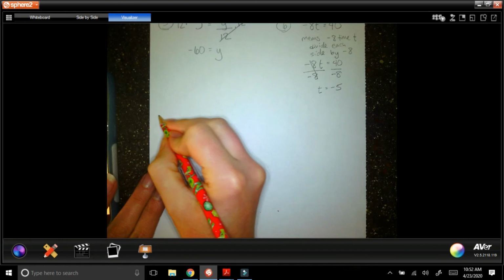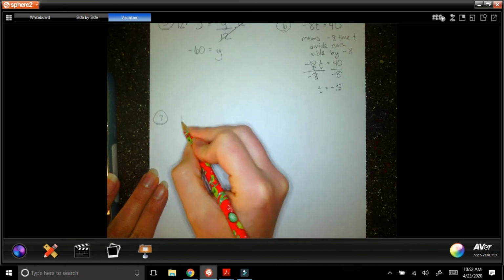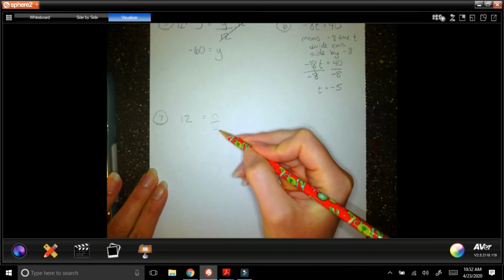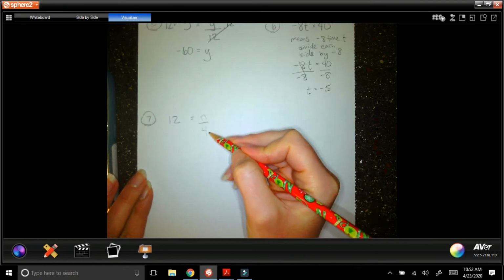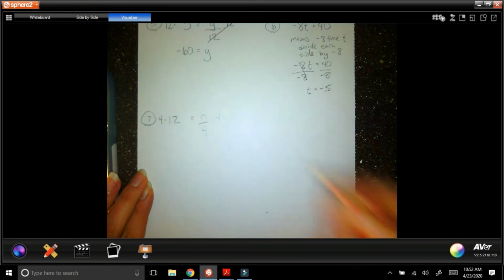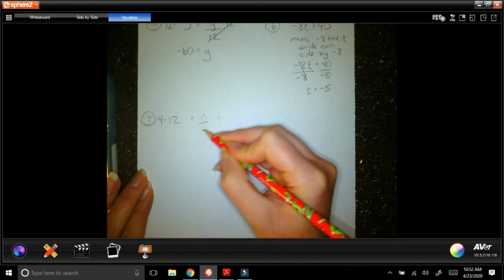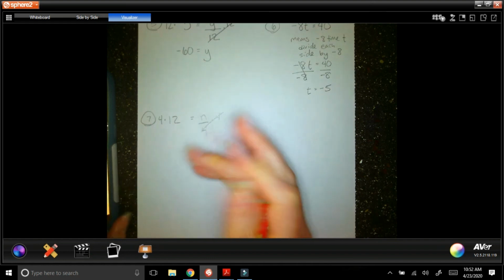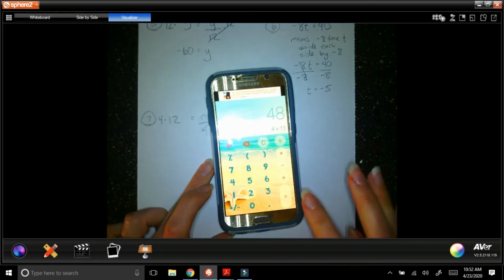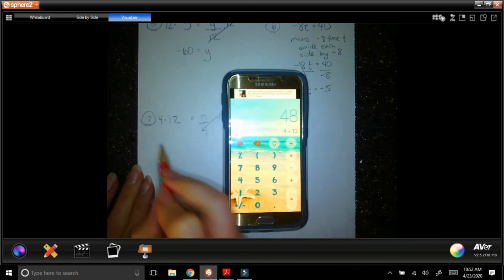Okay, 2 more. Number 7. If I have 12 equals n over 4, what this means is n divided by 4. So I'm going to multiply each side of this equation by 4. These cancel out. And then I can take 4 times 12, and I get 48.